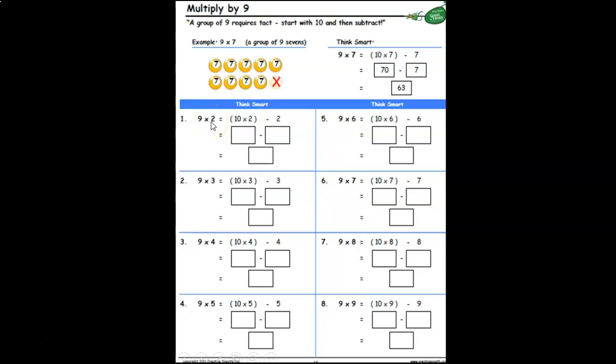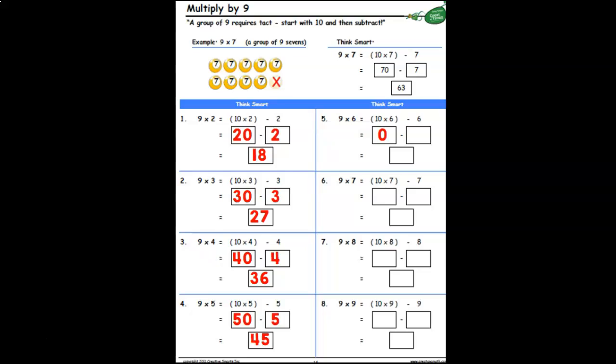So 9 times 2, I'm going to think 10 times 2, and go back 2, gives me 18. Okay. Next I have 9 times 3, think 30, 10 times 3, minus 3, 1 more 3, gives me 27. So if you notice, I'm going back by this number, the one more group of this number. Okay, so 9 times 4, I'm thinking 10 times 4. Okay, take away a 4. And I get 36. 9 times 5, I'm thinking 10 times 5. Go backwards 1 5, get 45.